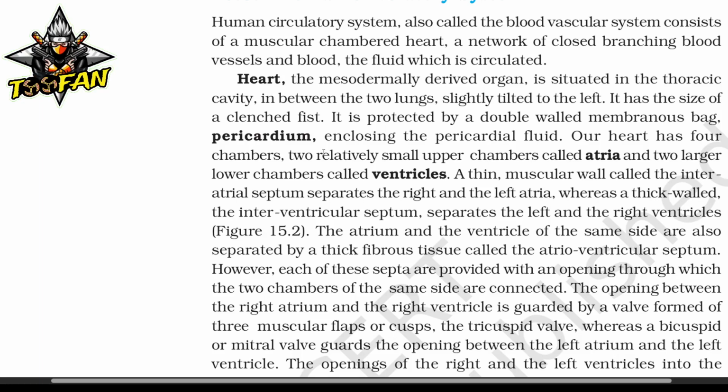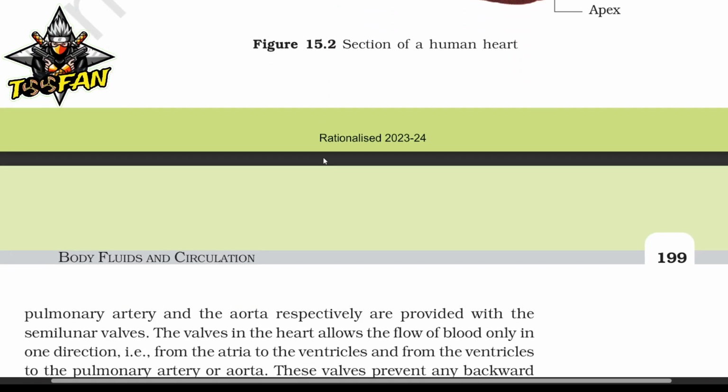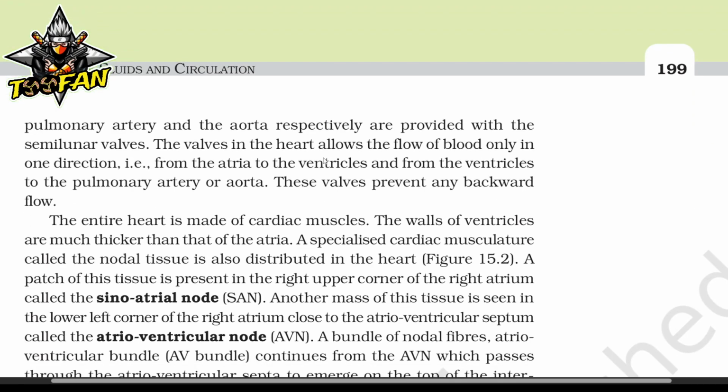The opening between the right atrium and the right ventricle is guarded by a valve formed of three muscular flaps or cusps, the tricuspid valve, whereas a bicuspid or mitral valve guards the opening between the left atrium and the left ventricle. The openings of the right and the left ventricles into the pulmonary artery and the aorta respectively are provided with the semilunar valves. The valves in the heart allow the flow of blood only in one direction, that is from the atria to the ventricles, and from the ventricles to the pulmonary artery or aorta. These valves prevent any backward flow.